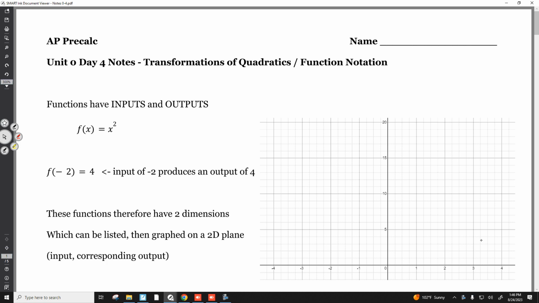Today, probably the easiest day of this unit 0, we are going to graph and transform quadratic equations and other types of equations. So we're going to talk about graphing. Where do the graphs come from? What creates the graph? Functions have inputs and outputs.